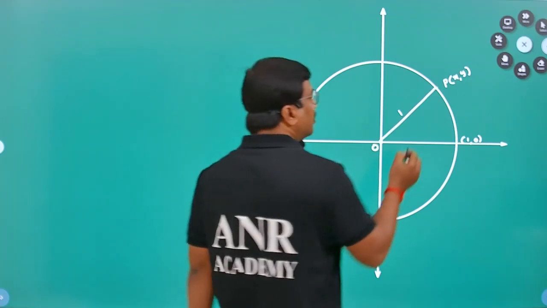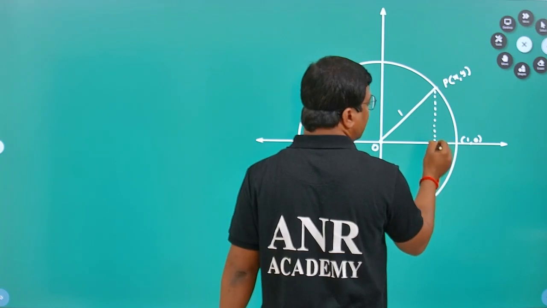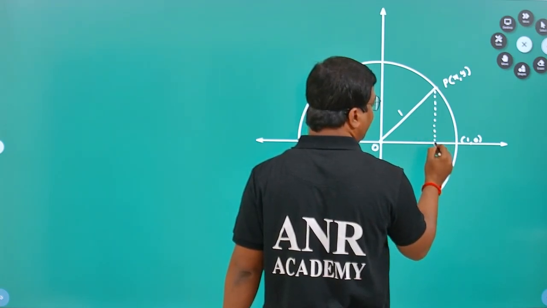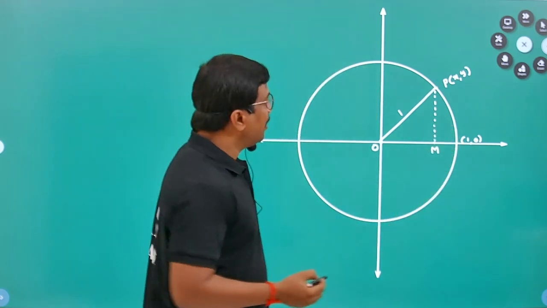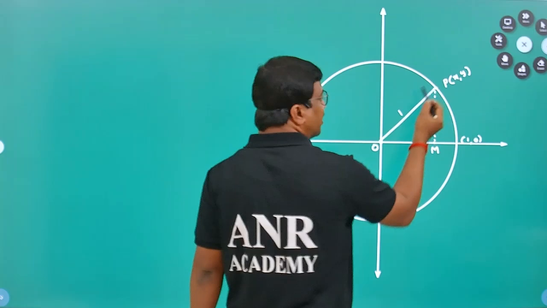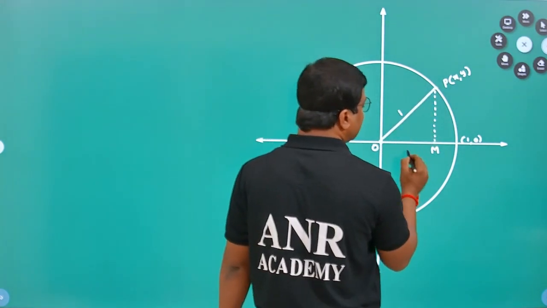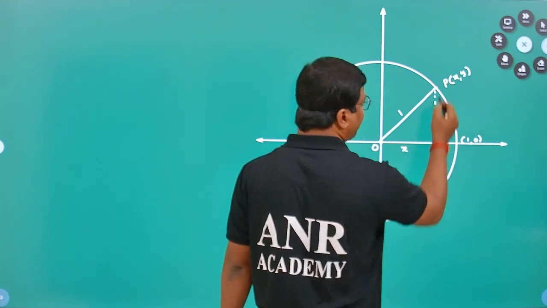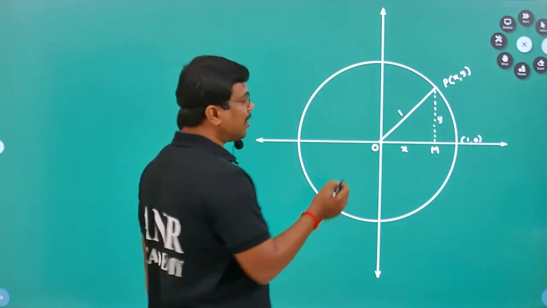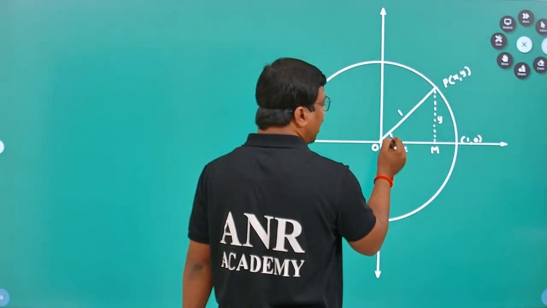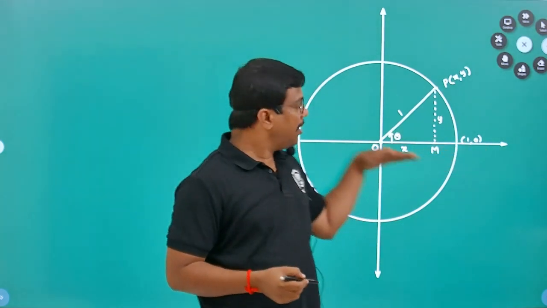Let us suppose you drop a perpendicular from point P to the x-axis, and assume the point of intersection is M. Clearly, if the coordinates of P are (x, y), then the distance O to M is x units, and P to M is y units. And suppose that theta is the angle made by OP with the positive direction of the x-axis in the counterclockwise sense.